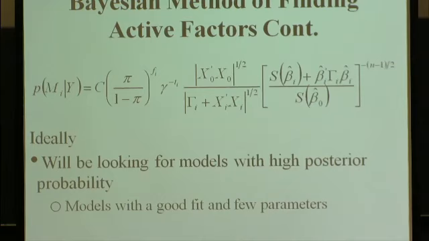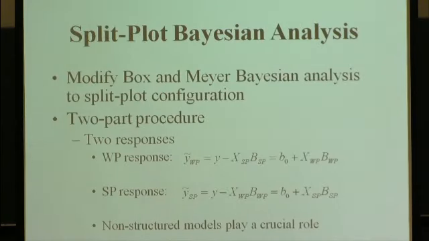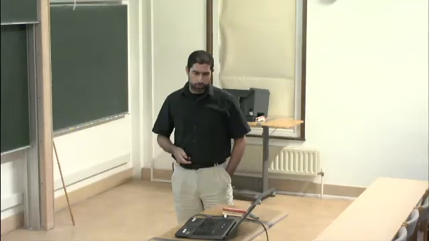And the adjustment is very simple. For example, at the whole plot level, I'm going to subtract from the actual response everything that belongs to the subplot level. Likewise, at the subplot level, I'm going to subtract from the actual response everything that belongs to the whole plot level. And again, I'm going to allow for the non-structured model or non-well-formed polynomial.